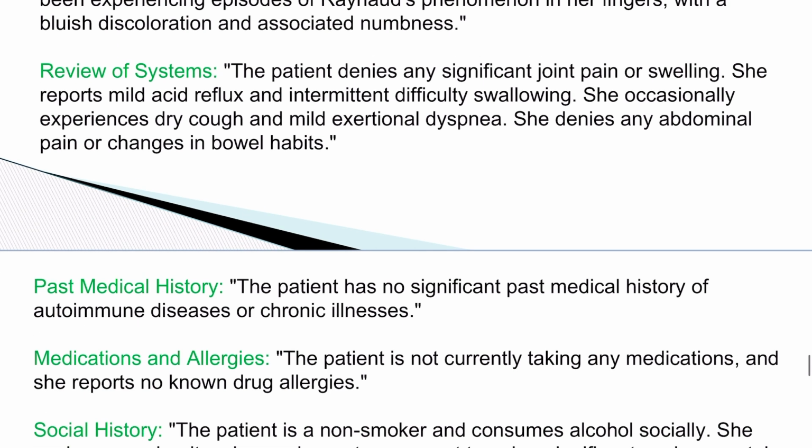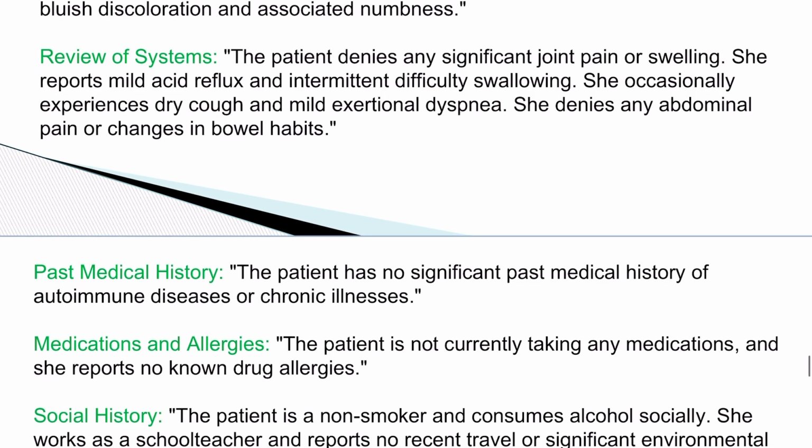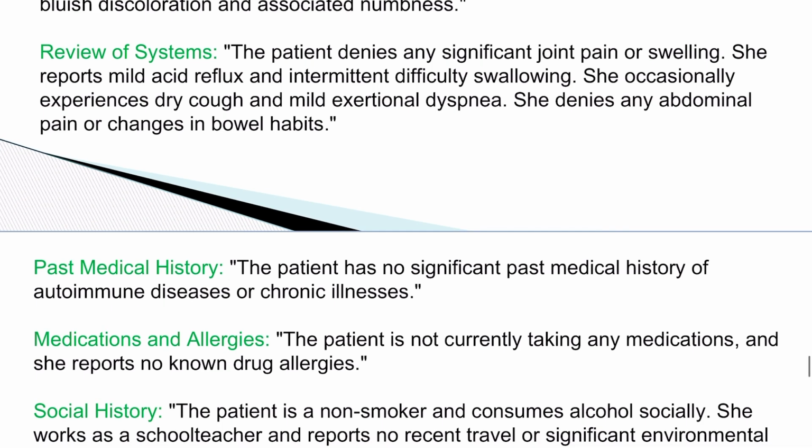The patient denies any significant joint pain or swelling. She reports mild acid reflux and intermittent difficulty swallowing. She occasionally experiences dry cough and mild exertional dyspnea. She denies any abdominal pain or changes in bowel habits. These are important negatives which you should mention in your history.